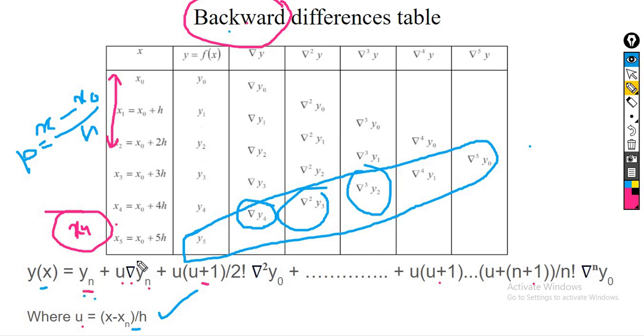So first order backward difference operator, then u into (u plus 1) divided by 2 factorial times the second order backward difference operator, and then you can go for the third order. Third order means u into (u plus 1) into (u plus 2) divided by 3 factorial. So you will get the third order backward operator. Then you can go up to the nth order. So this is the difference between backward and forward difference. So you can use a set of data and predict some of the values within the range of this data.